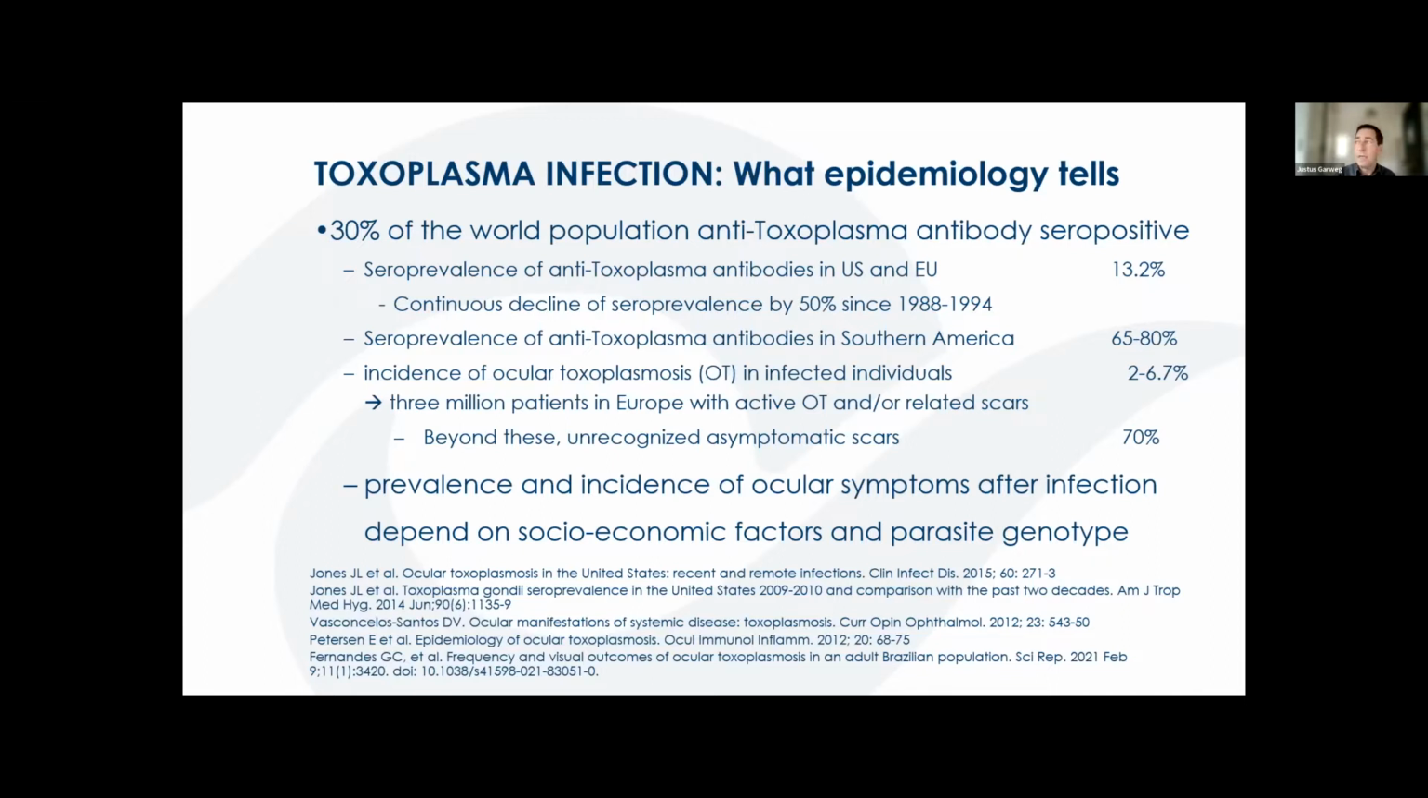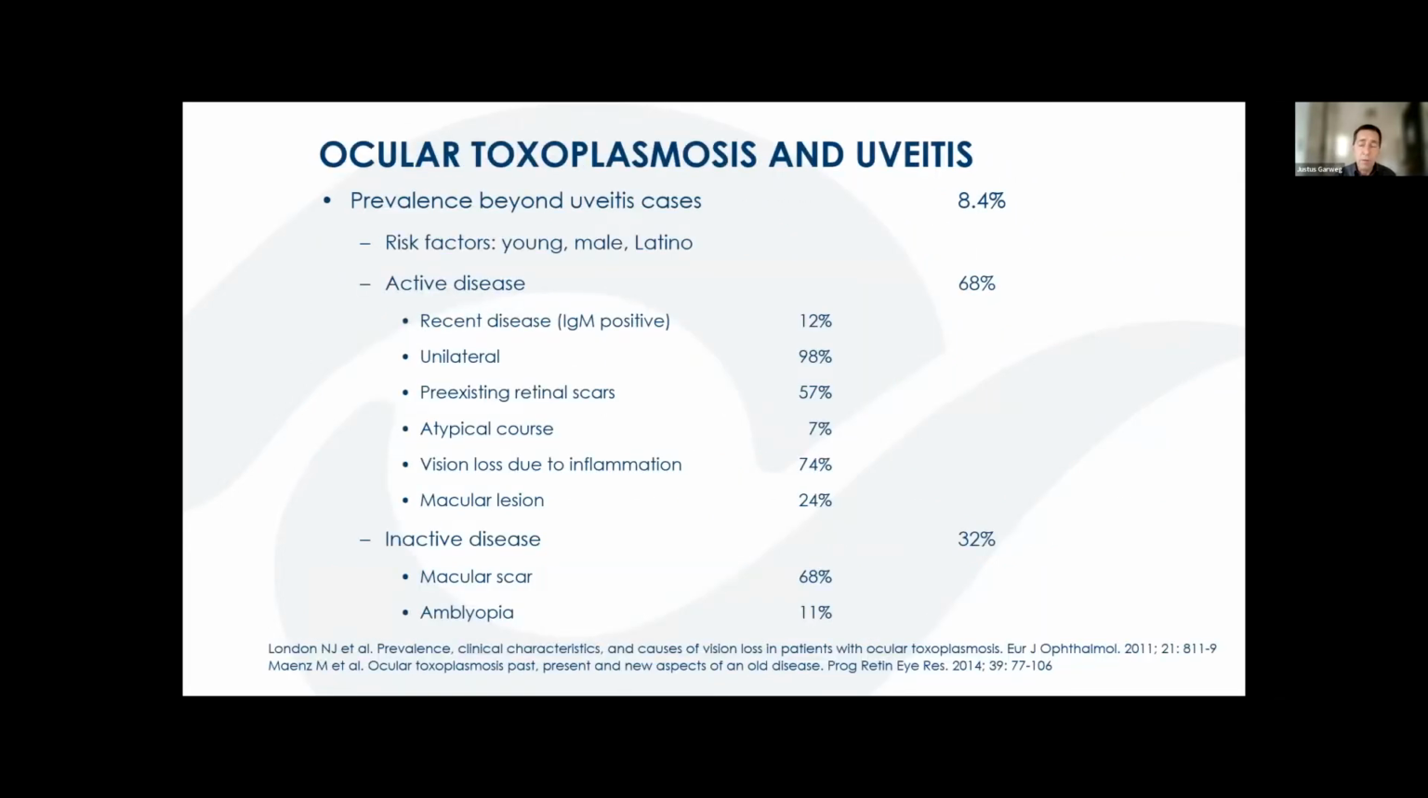In Europe, it has been calculated that 3 million patients have active ocular toxoplasmosis or related scars, and the majority of these are unrecognized asymptomatic scars. If you look from the aspect of uveitis, then you see that every 12th patient with uveitis has ocular toxoplasmosis. So 1 out of 12 of your uveitis patients may be a toxo case, and 2/3 of them have active disease, while even in active uveitis, you find sometimes cases with inactive scars typical for ocular toxo, which has never been reported before.